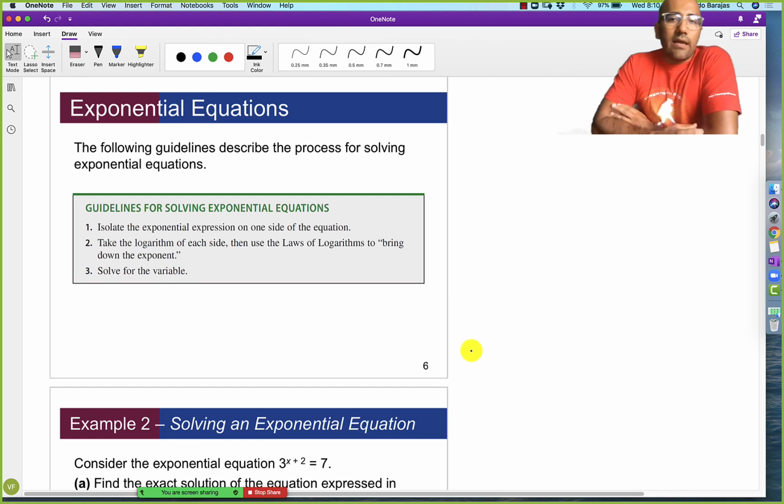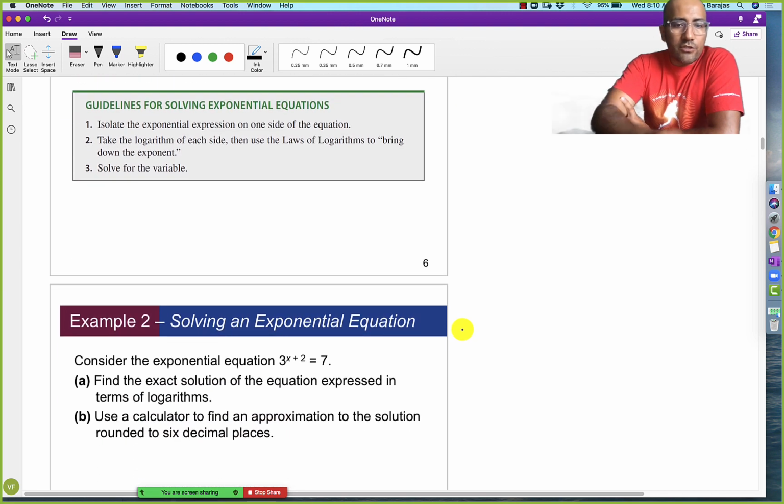Good. So as a general guideline, when we approach exponential equations, we want to isolate the exponential expression on one side of the equation. We want to take logarithms of each side and use the law of logarithms to bring down the exponent. I also refer to this sort of as the definition of logarithms, and then solve for the variable. Okay, so we'll explore what all those things mean in this first example.